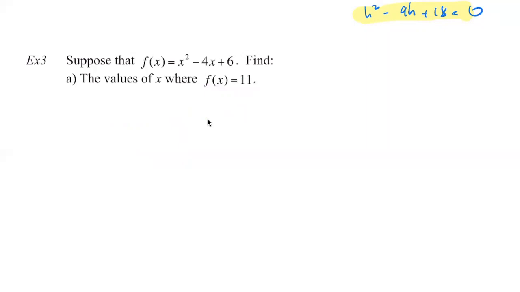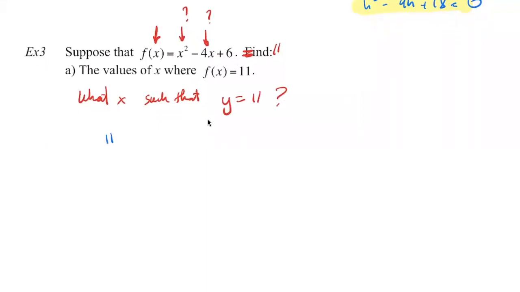This is saying, what value of x, when we plug it in here, gives the output of 11? So what x gives a y value of 11? It says what x such that y is equal to 11, because f of x is y in this case. So we just set y equal to 11, and then solve for x, right? So that's the correct setup.